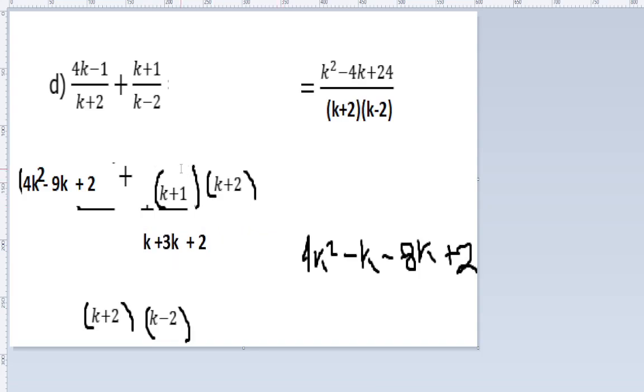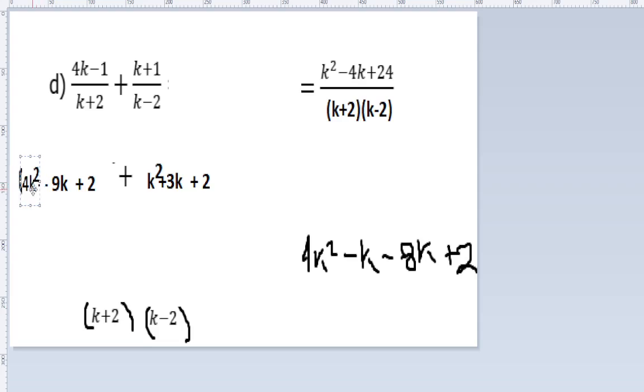So I get this. And because it's got an addition between them, it's going to make my life a little easier for grouping. So if I look, it's going to be 4k squared here plus 1k squared here for a total of 5k squared.